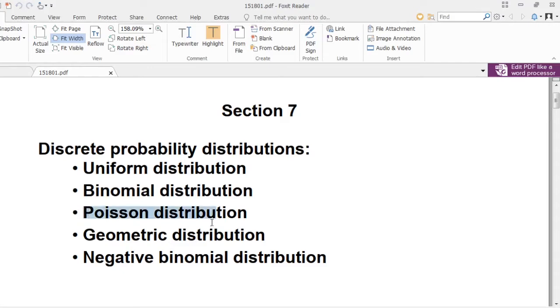Poisson is used when you have a rare event. Rare events would be like an accident, a telephone ring, or some main street where no car passes, which is a rare event.